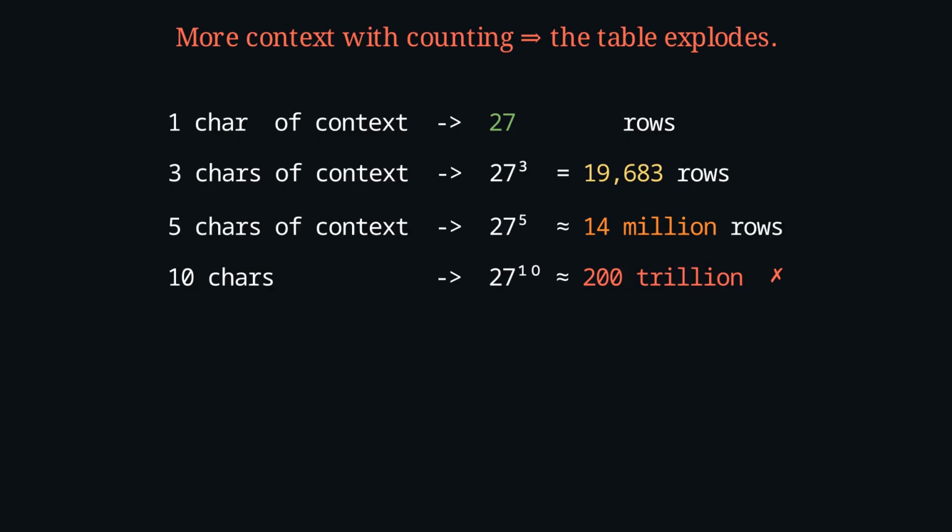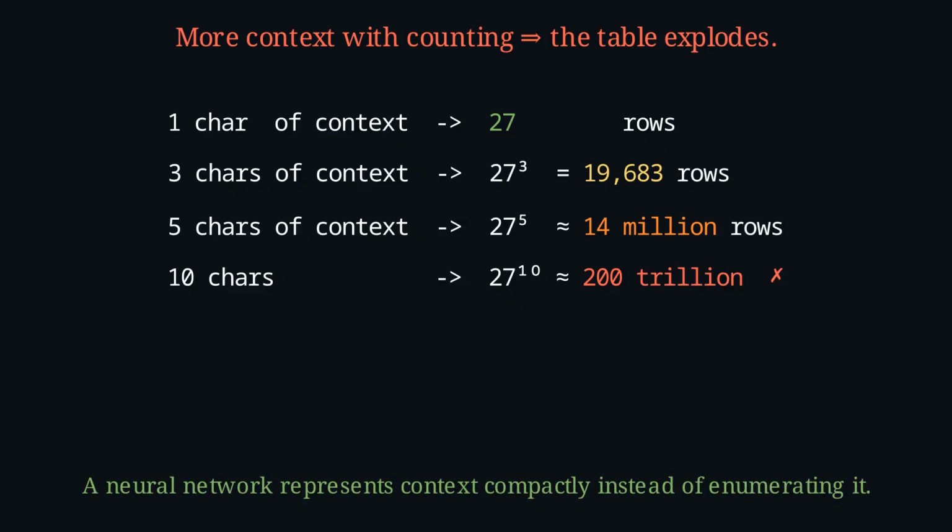10 characters would need 200 trillion rows. And almost every one of them would be empty. Counting simply doesn't scale. A neural network sidesteps this entirely. Instead of enumerating every possible context, it learns a compact representation.